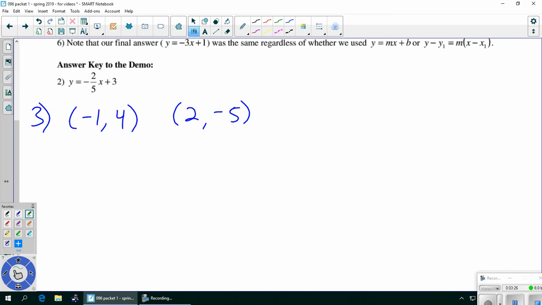Okay, first step is to just pick one of the points. If you're given 2 points, it doesn't matter which one you pick. We're just going to pick one. I'll circle this first one arbitrarily.